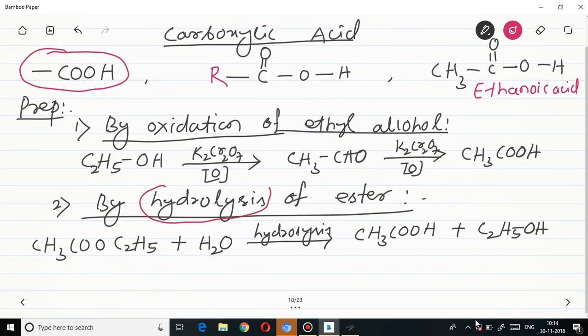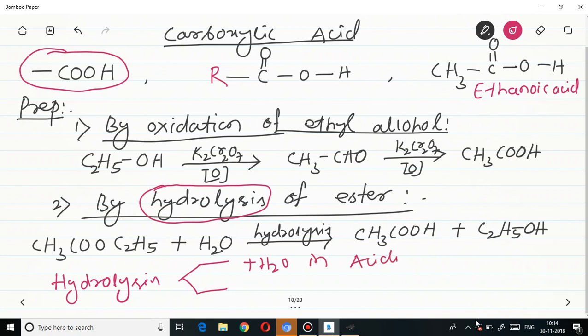Now, this word hydrolysis. Many of you think that hydrolysis is just addition of water. Every time it is not addition of water. I'll tell you what hydrolysis is. Do you remember this concept? Hydrolysis can have two meanings. One, you can add water molecule in acidic medium. Two, you can add OH group in basic medium. So here we are adding water molecule in H plus, meaning acidic medium. So CH3COOC2H5 will again become CH3COOH and C2H5OH. This is split into alcohol and carboxylic acid.